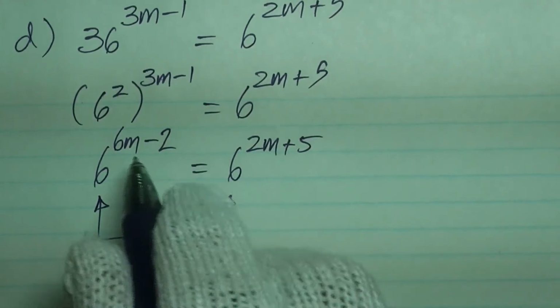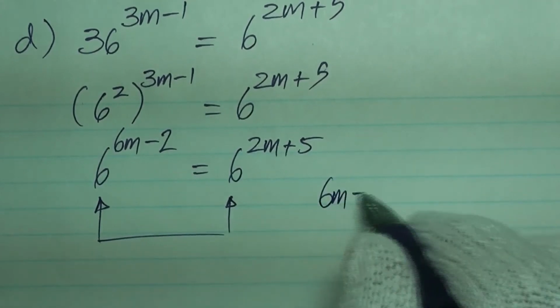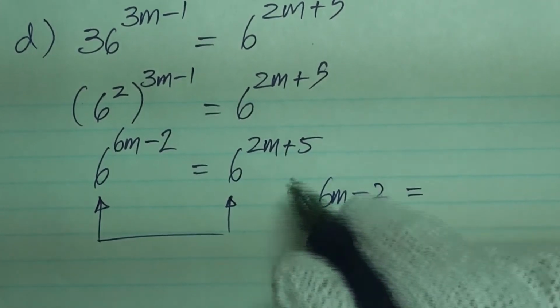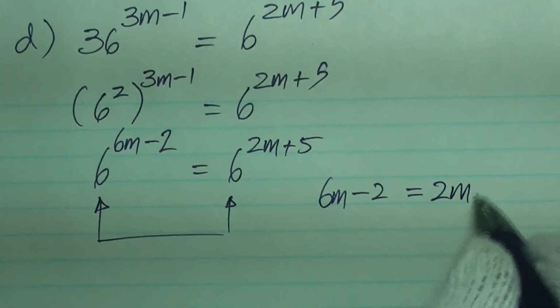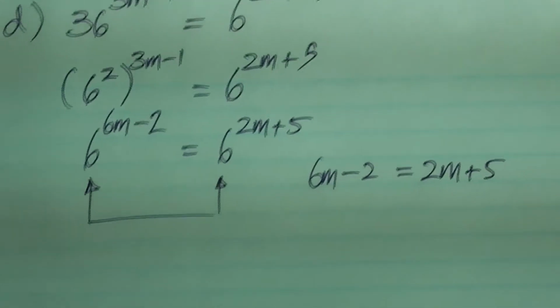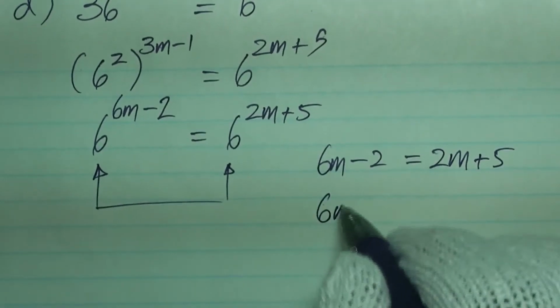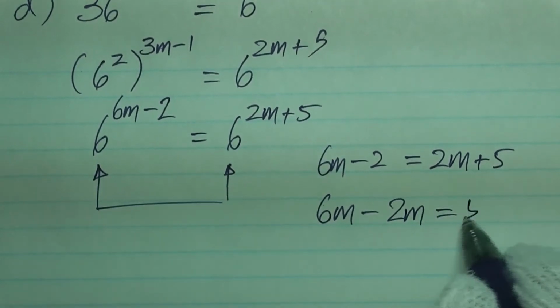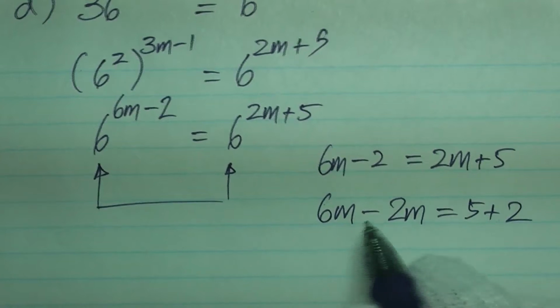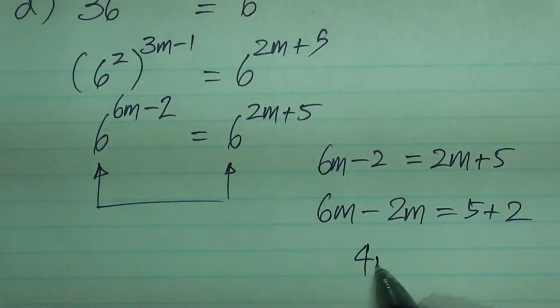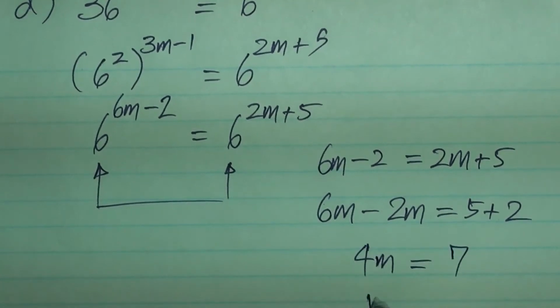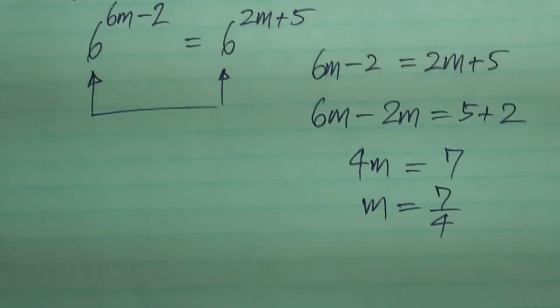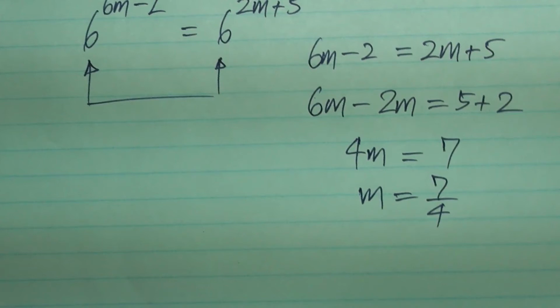So I can say 6m minus 2 equals 2m plus 5. Six m minus 2m equals 5 plus 2. 6m minus 2m is 4m. 5 plus 2 is 7. M is equal to 7 over 4.